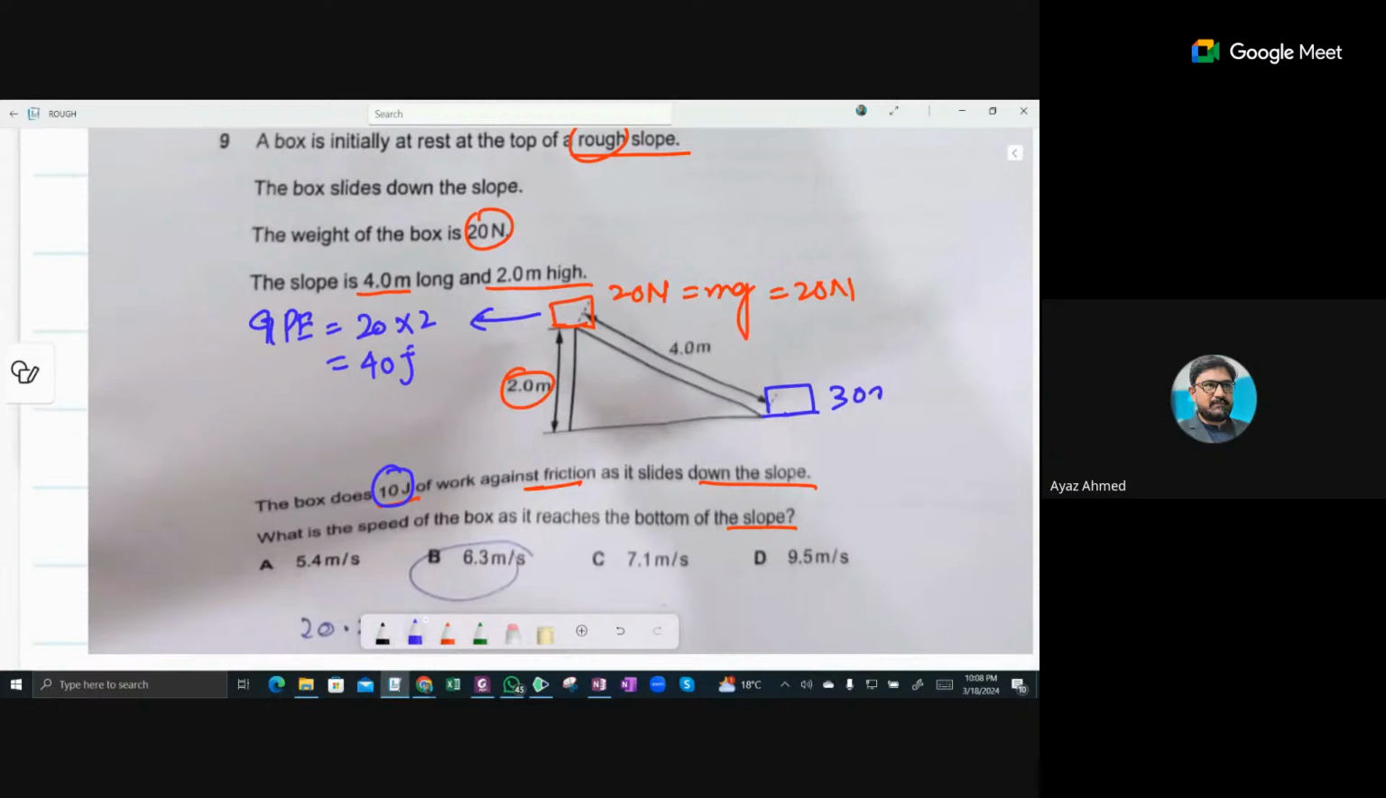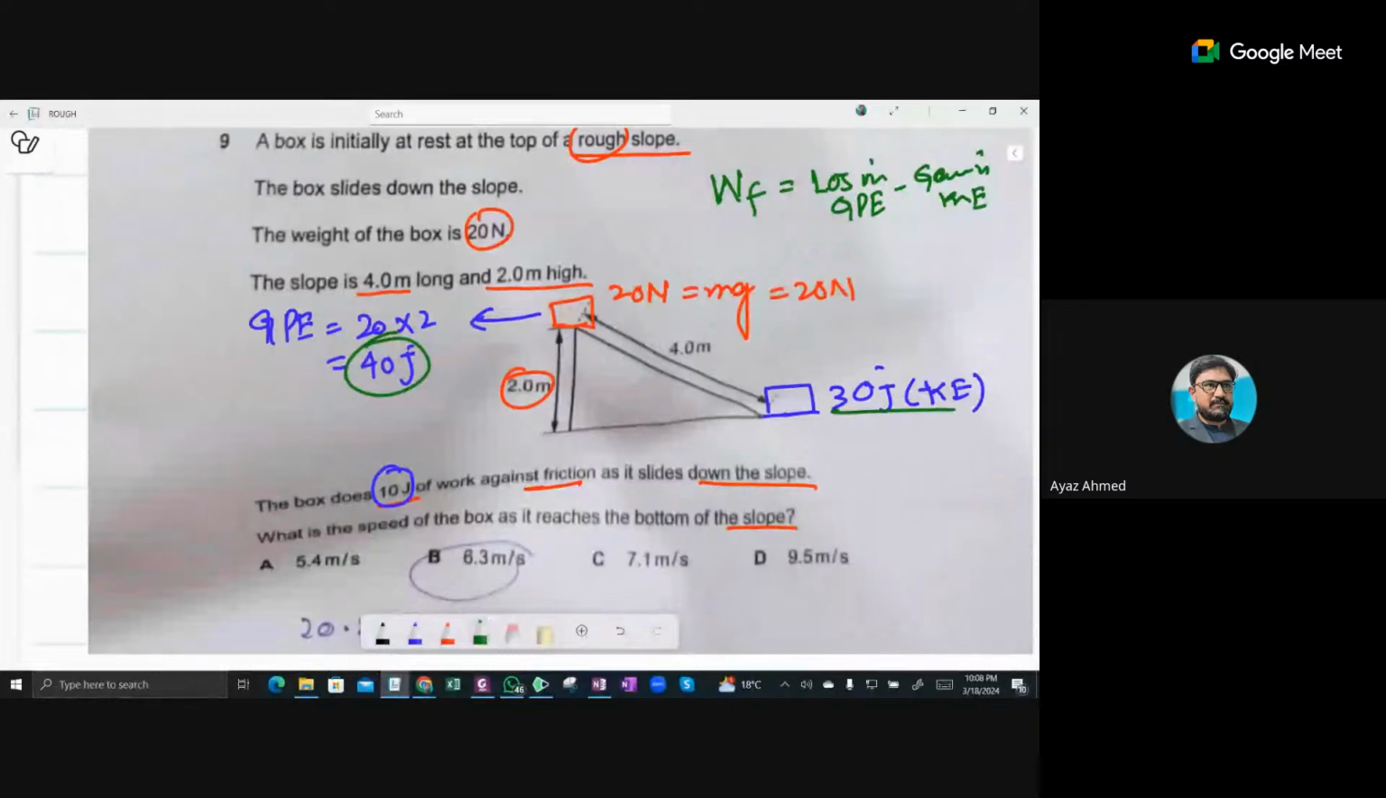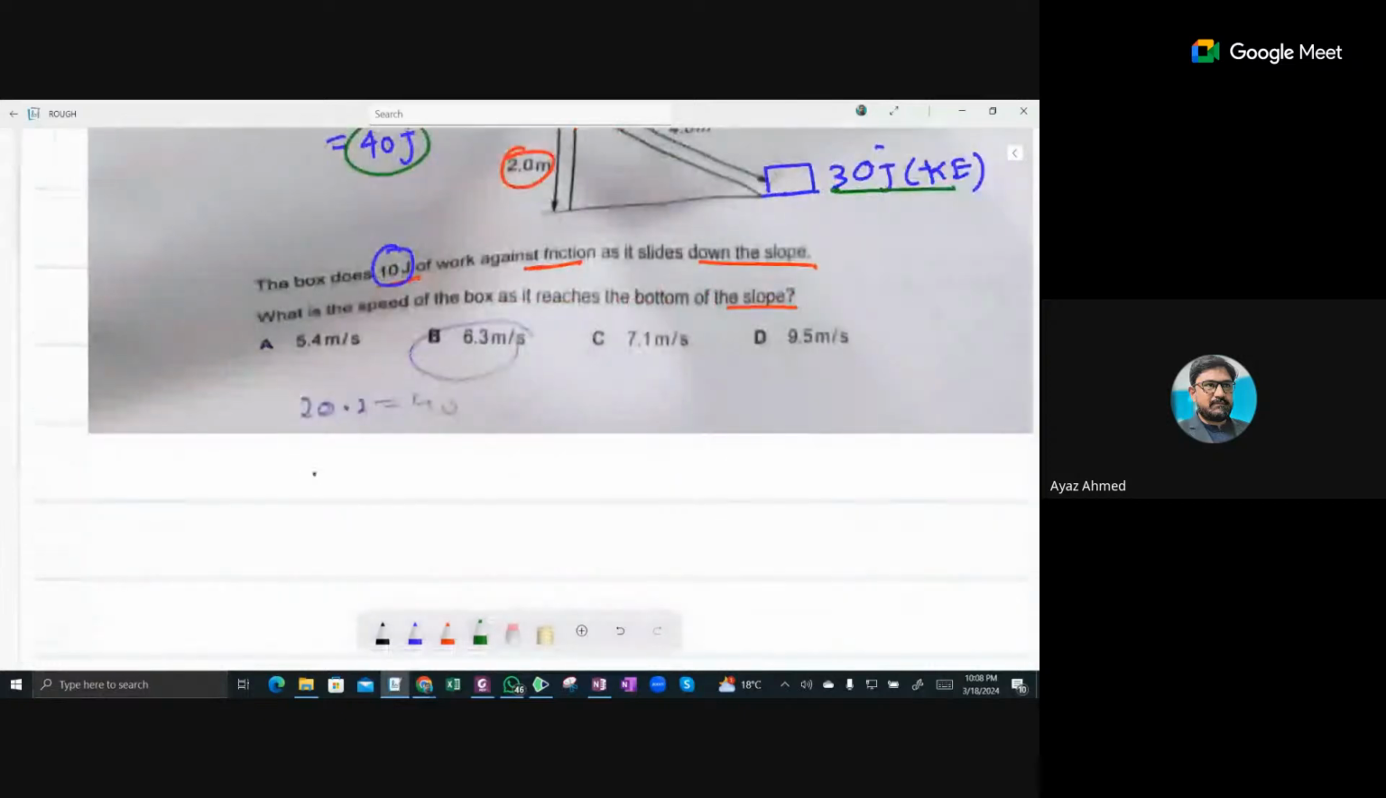Remember this thing. Why? Because work done against friction is equal to loss in energy minus gain in energy. So here GPE is lost, so loss in GPE minus gain in KE. If 40 joule is at the top and 10 joule is used, it means 30 joule is left behind. So you can use that kinetic energy, KE is equal to 1 half mv squared.